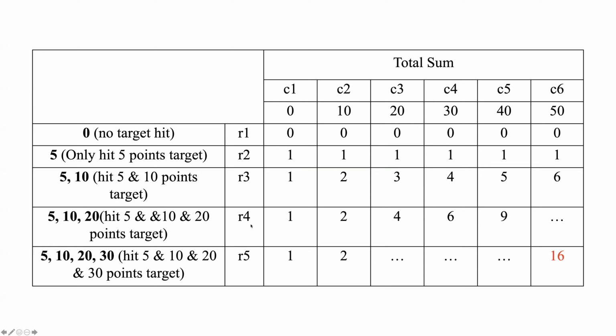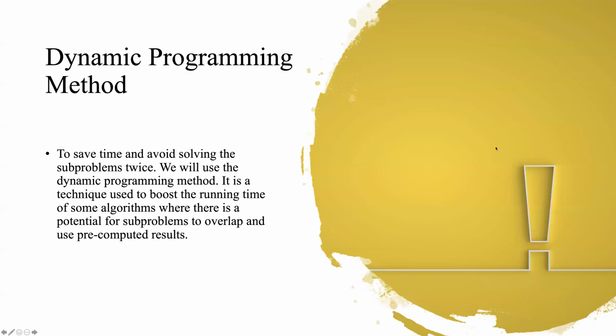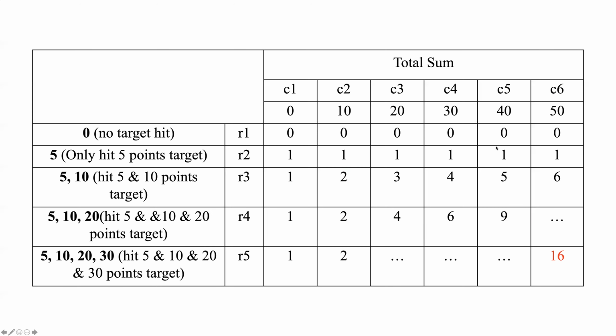So for example, if you check R3, C3, you can see the index is 3 here, which means there are 3 ways to achieve the 20 points goal by hitting the 5 points target and 10 points target. Same thing here, if you check R5 and C6, the index is equal to 16, which means there are 16 ways to achieve the 50 points goal by hitting the 5 points, 10 points, 20 points, and 30 points targets. And this is the number we were looking for in this problem.